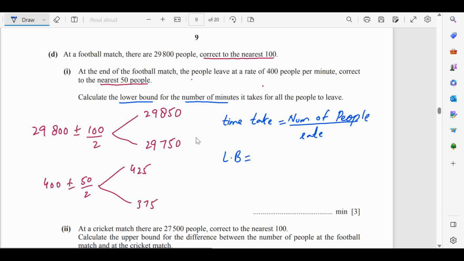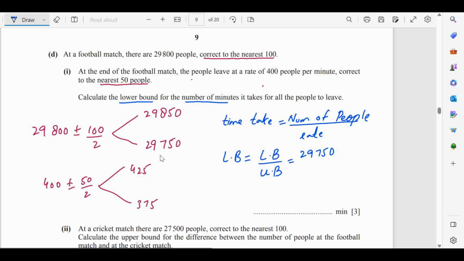So for the lower bound, we have to use the lower bound of the numerator divided by the upper bound of the denominator. So for the lower bound, we use the lower bound of the numerator divided by the upper bound of the denominator.